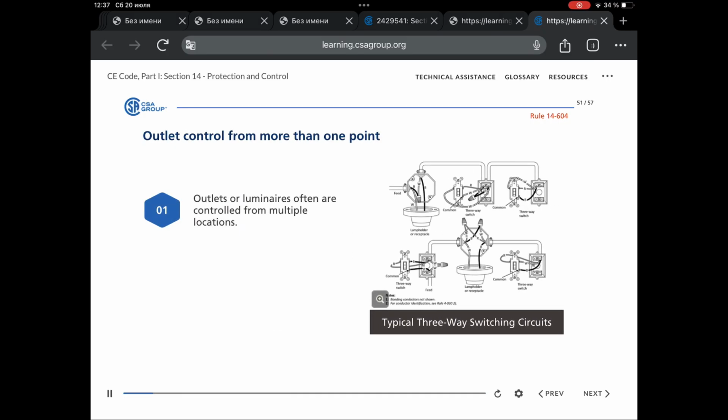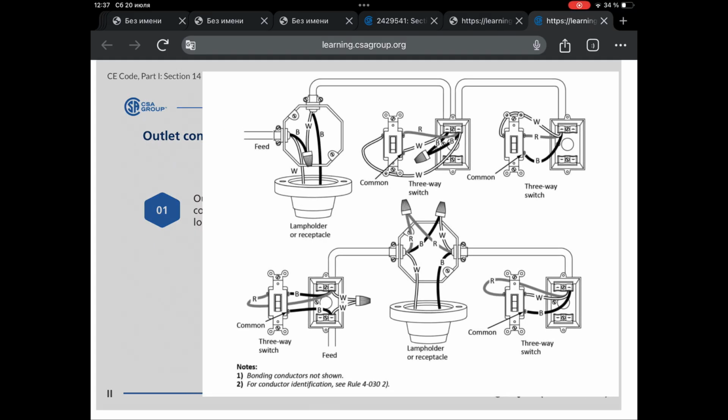Outlets or luminaires are often controlled from more than one location. For example, a luminaire in a stairwell that can be controlled from either floor level using three-way switches.